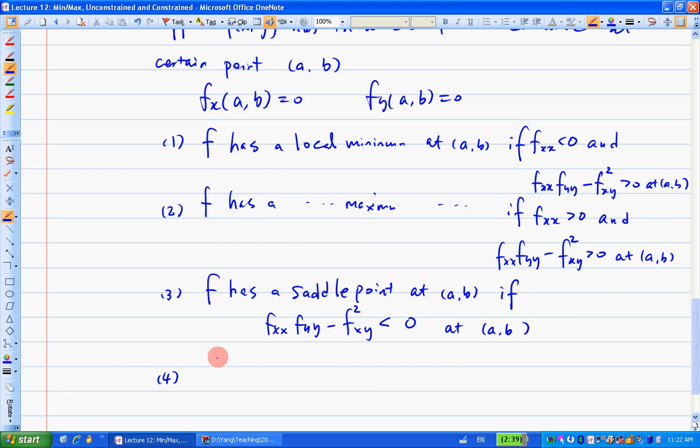The fourth: the test is inconclusive at (a, b) if this expression equals 0.